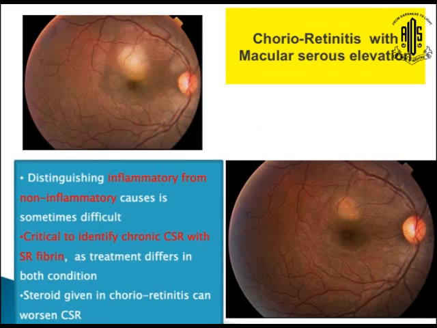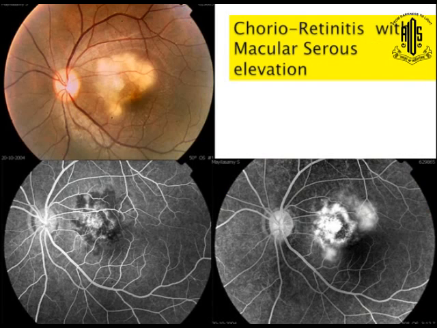And another picture is if you have a grayish white subretinal lesion like this and a serous macular detachment like this, then the inflammatory causes should be ruled out, because sometimes people can mistake the subretinal fibrin for a chorioretinitis with a serous macular detachment. So if you give steroids for this, actually you will be worsening the chronic CSR with fibrin. Again, the angiography with early hypofluorescence and late hyperfluorescence will be characteristic of chorioretinitis.